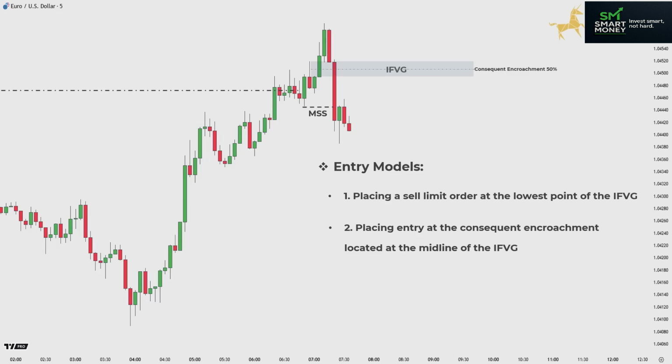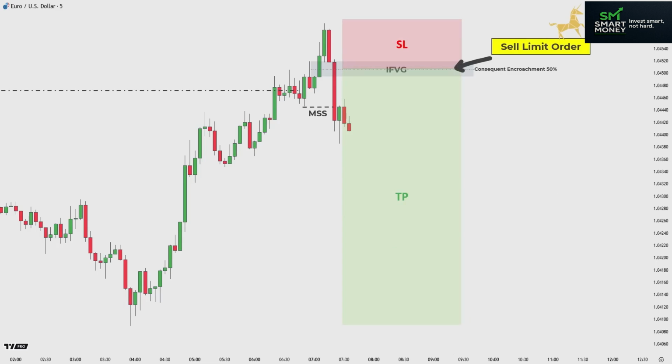In this case, I'm going with option 2, placing my sell limit order at the midpoint of the inversed fair value gap. My stop loss is placed just above the swing high that formed during the liquidity sweep. For take profit, I'm targeting the closest sell-side liquidity, which is located below the swing low. Now let's hit play and see how this setup performs.